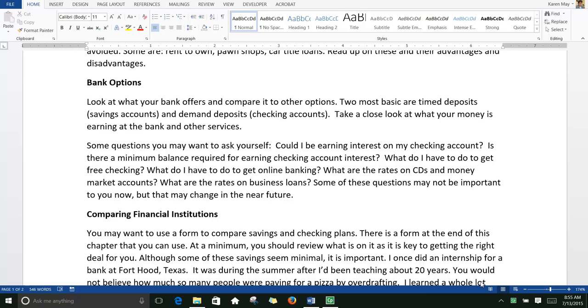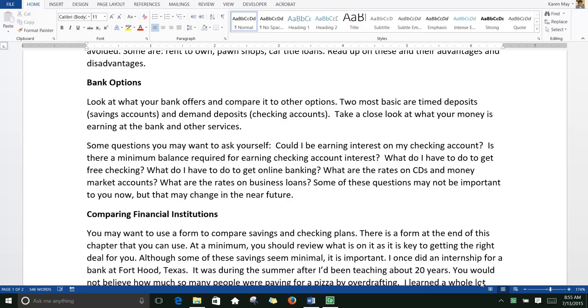Bank options. Look at what your bank offers and compare it to other options. Two most basic are time deposit, your savings accounts, and demand deposits, your checking accounts. Take a close look at what your money is earning at the bank and other services. Some questions you may want to ask yourself.